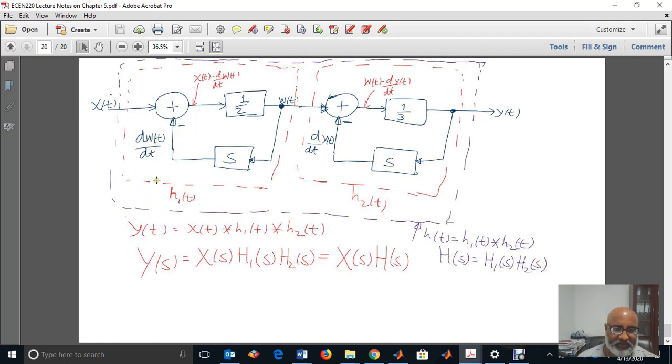For the first system, y(t) is x(t) convolved with h1(t) convolved with h2(t); Y(s) is X(s) times H1(s) times H2(s), which is equal to X(s) times H(s). What is H(s)? The overall system: H1(s) times H2(s), or in the time domain, h(t) is equal to h1(t) convolved with h2(t). This is called cascade implementation, block diagram cascade implementation, or series connection of the first system and the second system. That means the two systems are connected in series.